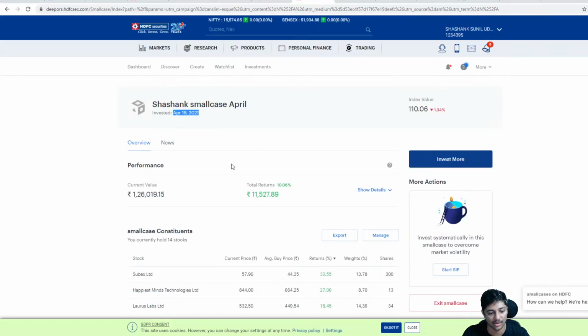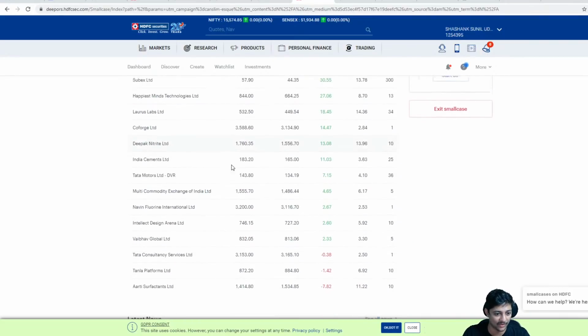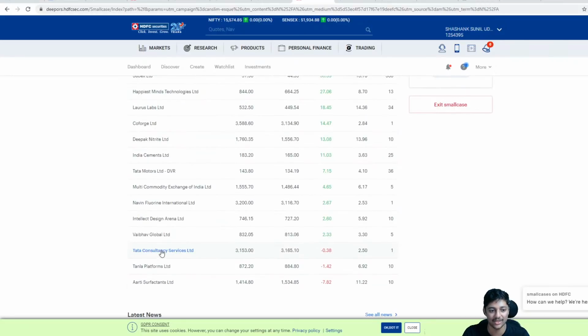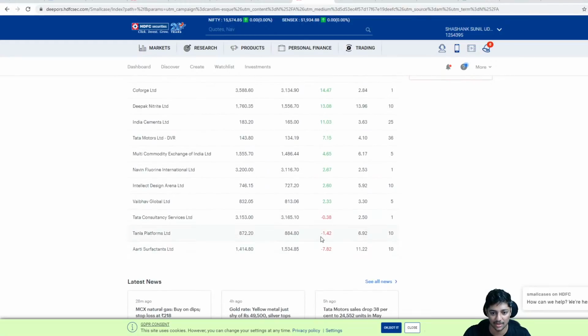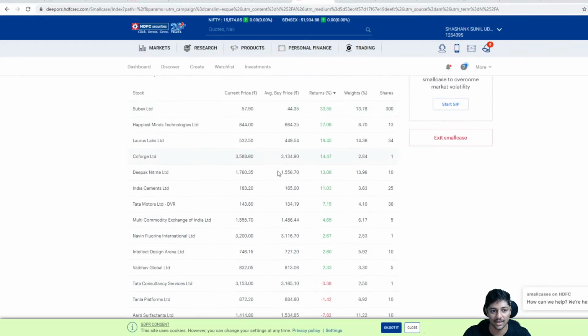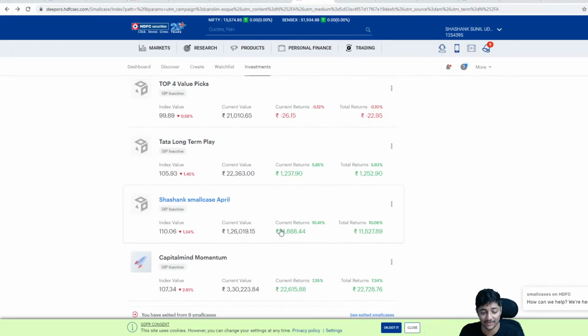This is my own small case. I can show you some of it if you want, but these are basically very strong, fundamentally awesome companies, right? So I've invested in all of them, and if you look at them, only 3 are not giving me returns, but again, this will give good returns. But the rest of them have given me quite good returns in the last 1.5 months, literally 1.5 months.